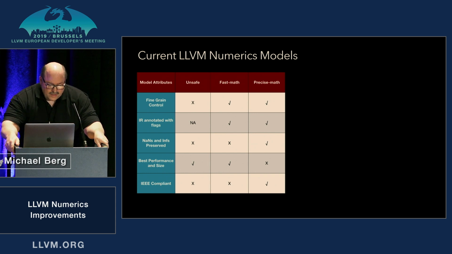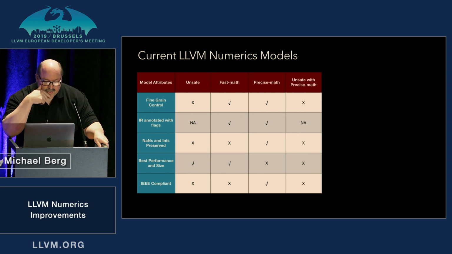And whether or not the IR flags are in the model is based on your implementation, generally not. They might be if your hardware has some constraints where it's required. And so we say, yes, they'll definitely obey the IR flags if you put them in. NaNs and infinities are preserved because the whole notion of the model is to be IEEE compliant. And because of that, we're not going to get the best performance or size.